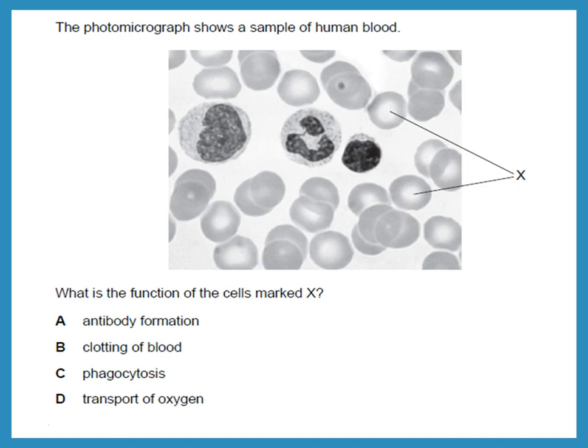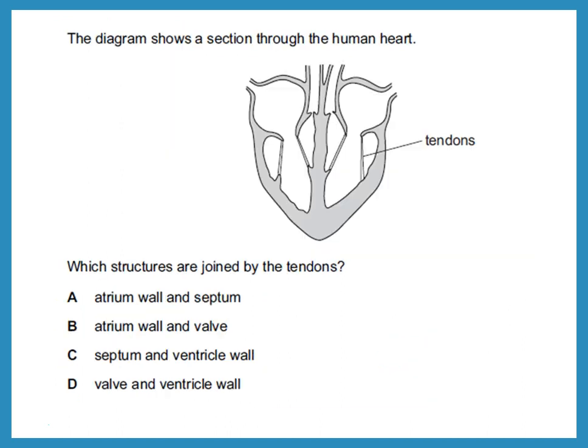What is the function of the cells marked X? What is X? Remember, X is the one that is a biconcave disc. So these are the red blood cells, and these are the ones that transport oxygen.